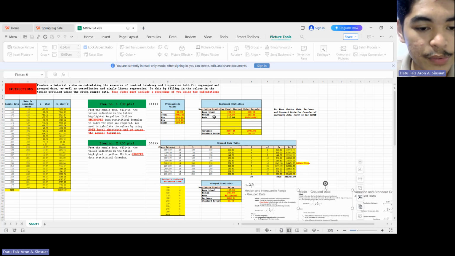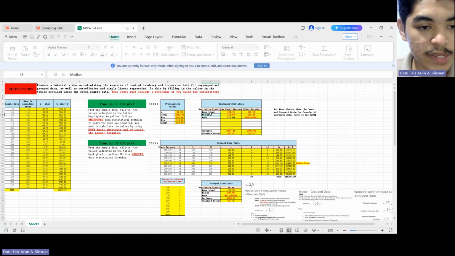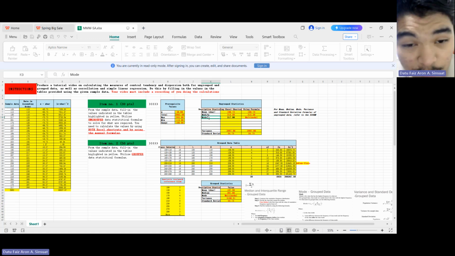The middle value is the median. The median is the value in the middle when the data is sorted. Good when there are extreme values. And the most common value is the mode. The value that appears most often, useful for seeing what shows up the most.